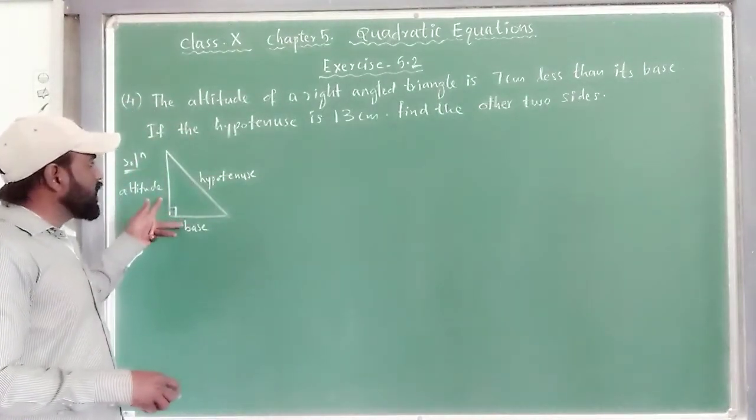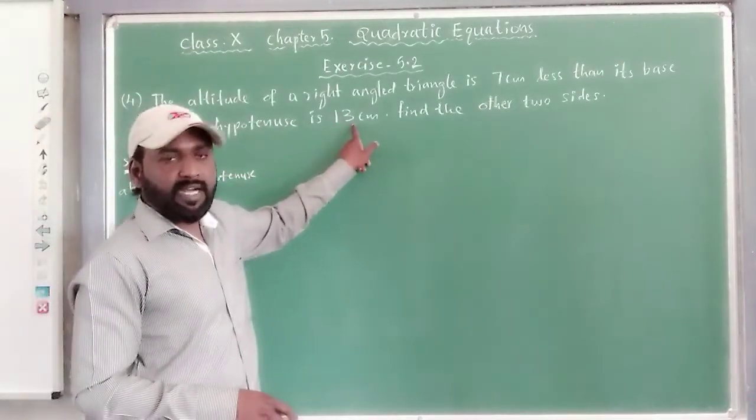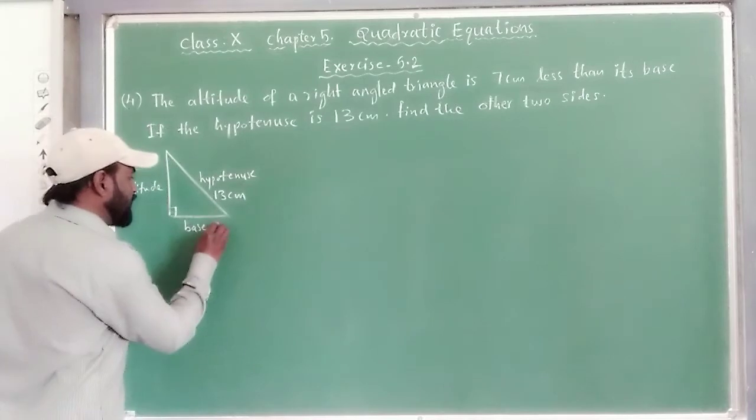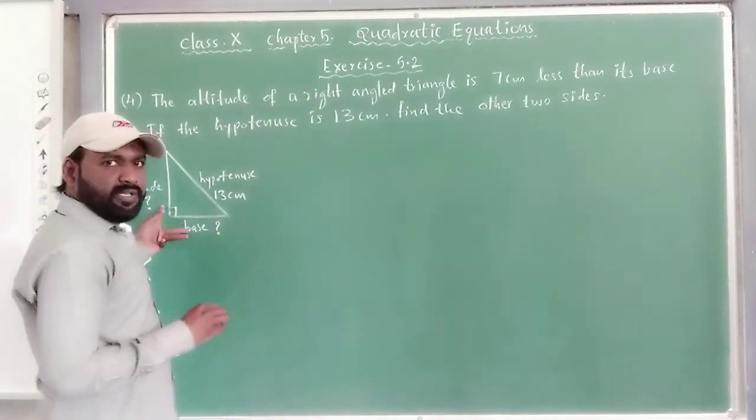These are the other two sides. The third side is what? The hypotenuse. It is given directly, that is 13 centimeters. We need to find the base and altitude both. We need to find these two sides.